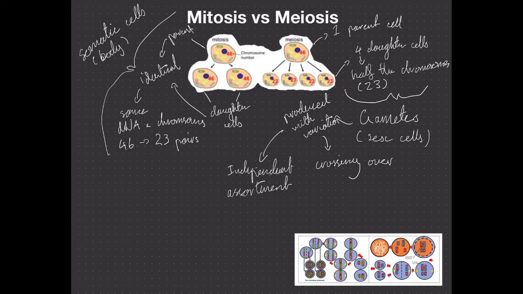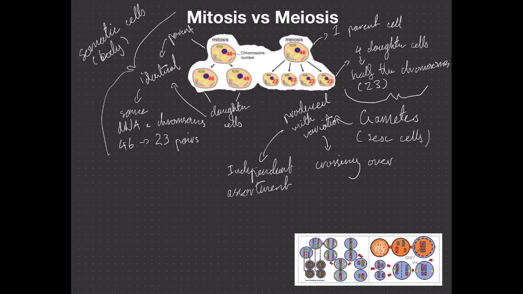So let's run through this again quickly. Mitosis produces somatic or body cells. We start off with one parent cell that splits into 2 daughter cells, which are identical. They have the same DNA, 46 chromosomes in 23 pairs.